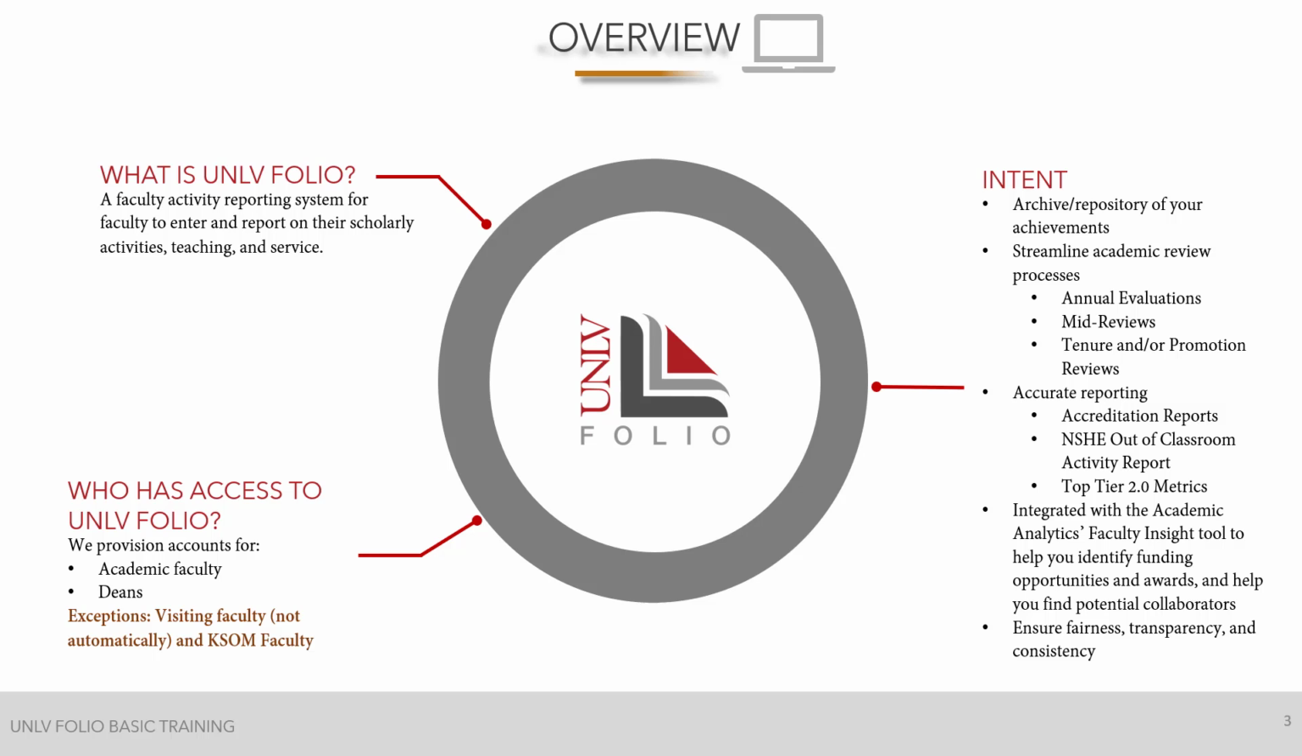The intent of UNLV Folio is for it to serve as a repository for all of the faculty members' achievements, and then that data can be used for each of their reviews. We've also used the system to streamline various academic reviews like annual evaluations, mid-reviews, and tenure and/or promotion reviews. We are also able to use the system for important mandated reports like the Entry Out of Classroom Activity Report, accreditation reports, and Top Tier 2.0 metrics, for example.